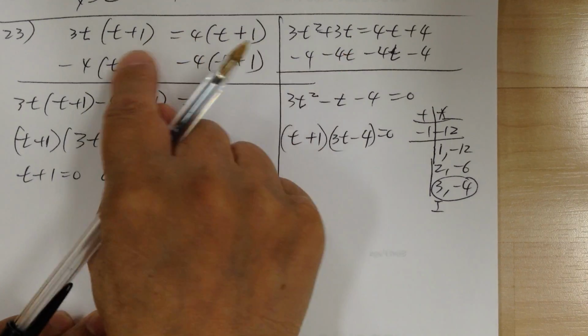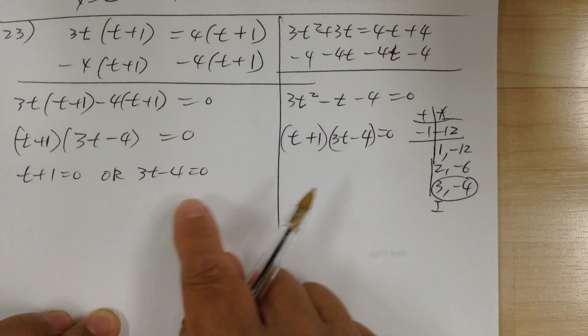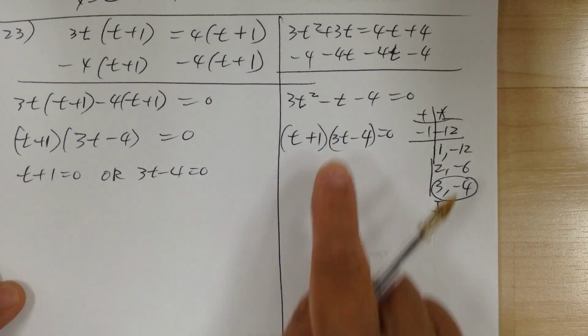So if you recognize that if you have the same thing, you can just go and subtract of it, and you can factor out the common factor, you get that. So again, you get the same thing.